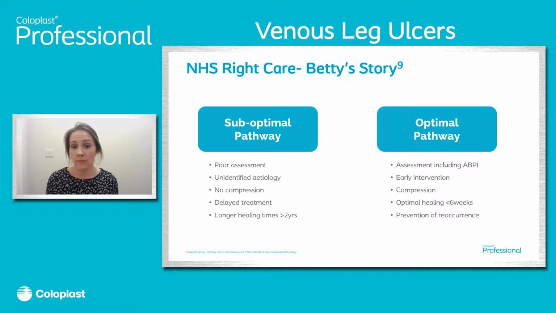With an optimal pathway and a really thorough assessment, including an ABPI assessment, we can establish and get early intervention in place with compression hosiery or therapy of some sort. And that leads then to optimal healing of less than 6 weeks. Because of the importance of the compression, if we can keep that in place, maybe reducing the strength of compression just slightly, we can try and prevent the reoccurrence. So 2 very separate pathways and 2 very different outcomes.